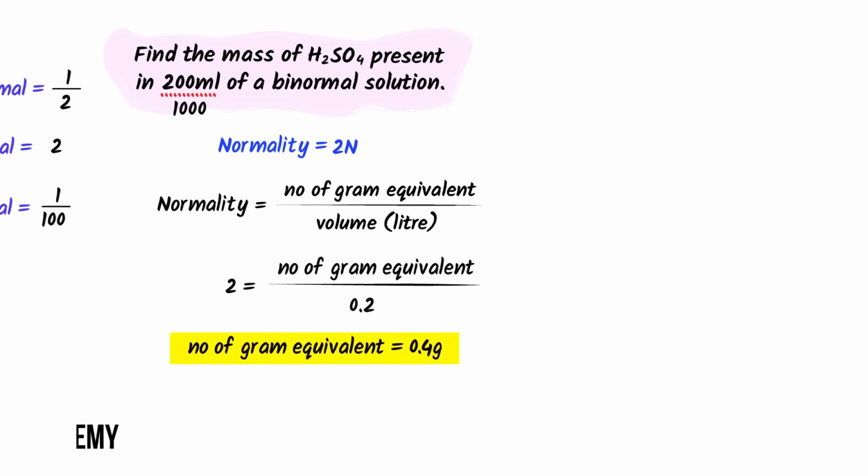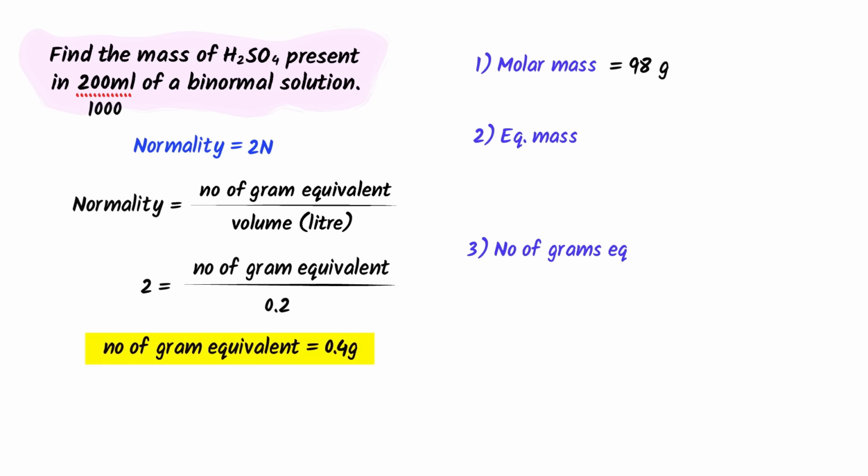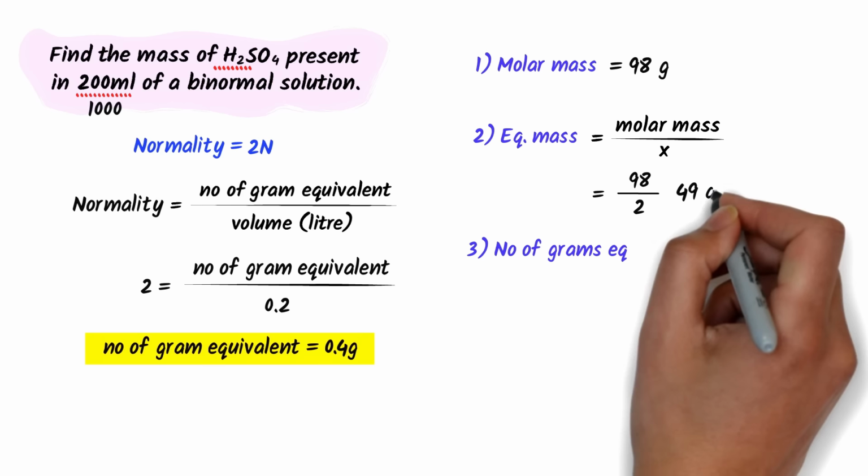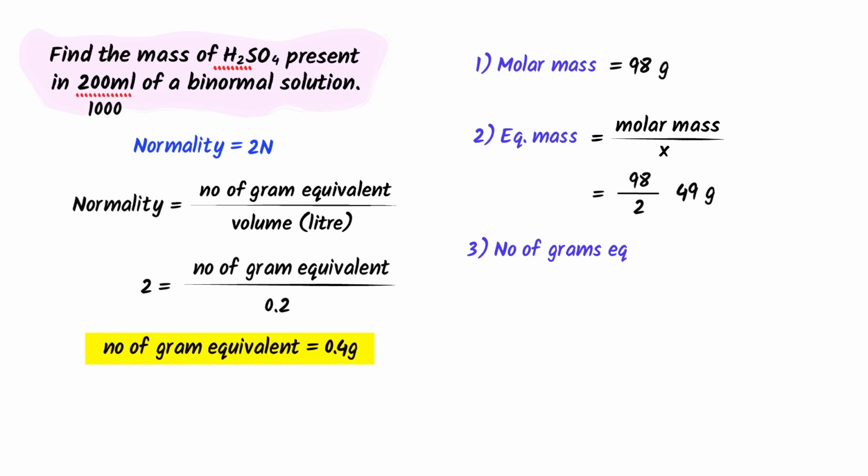Now I follow the 3 steps. Molar mass of H2SO4 is 98 gram. Secondly, the equivalent mass is molar mass upon X. We know that molar mass is 98 gram and the value of X is 2. After calculation, I get 49 gram. Thirdly, we know that number of gram equivalent of solute is equal to given mass upon equivalent mass.